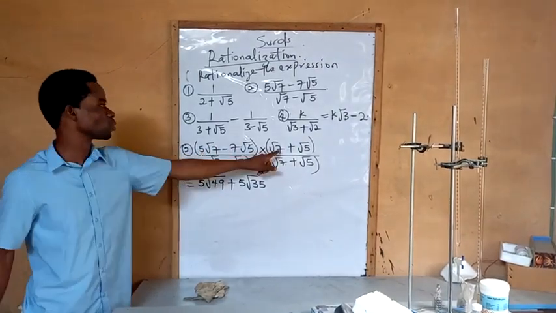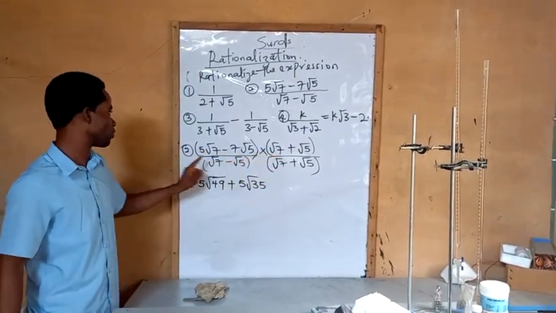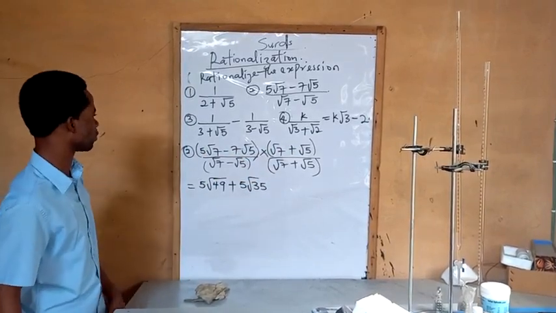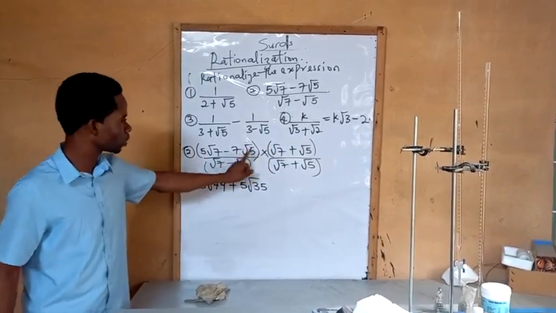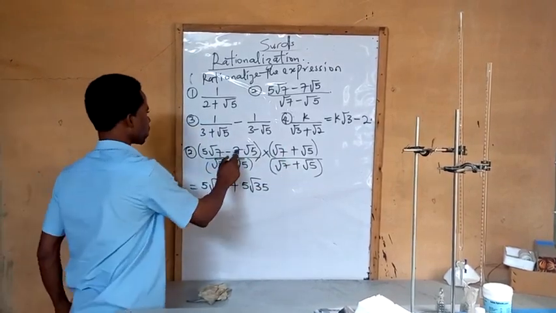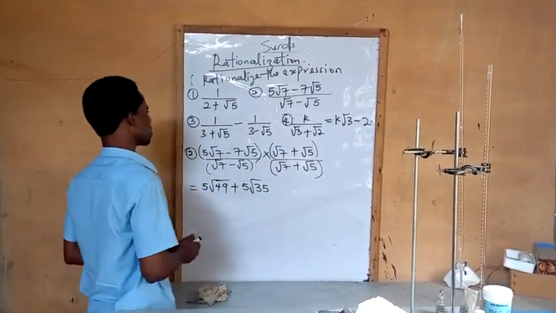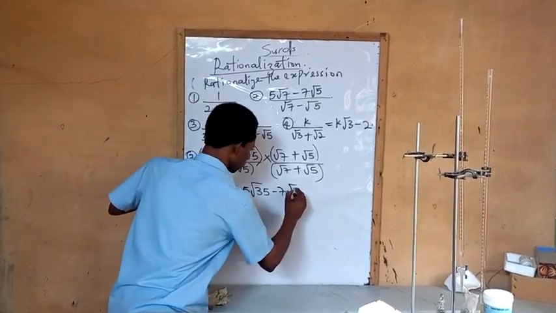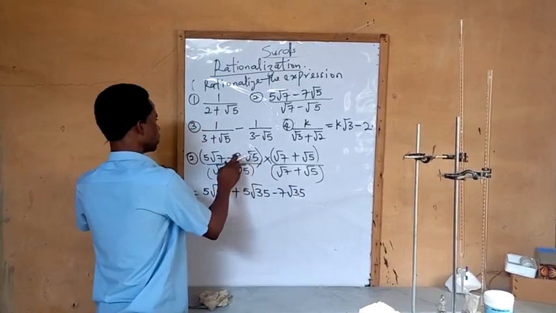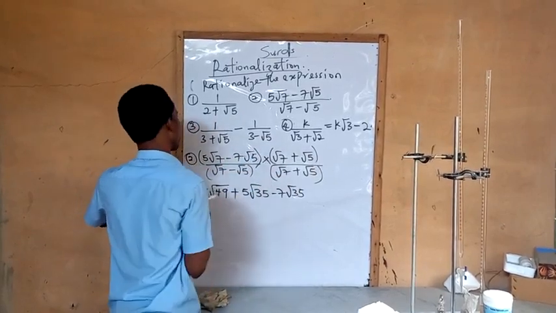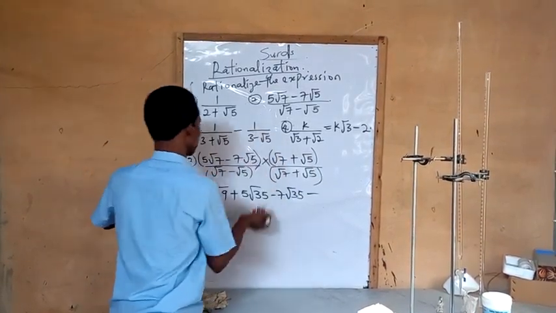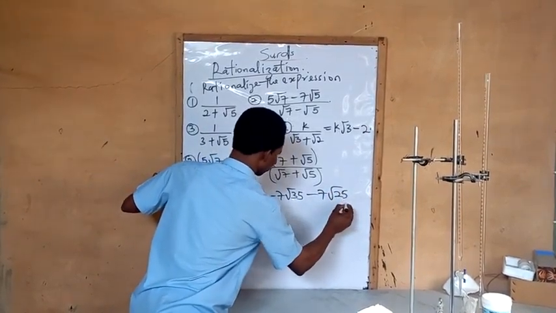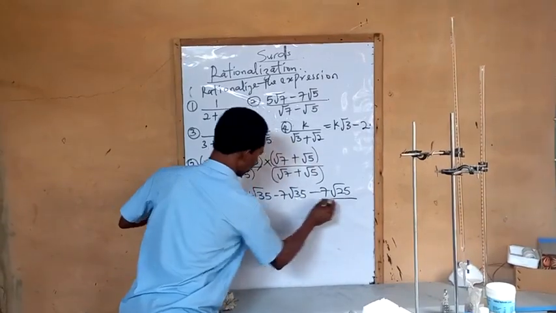And I use this one to multiply this and this. Root 7 times root 7 is root 49, so 5 root 49. And 5 root 7 times root 5 is 5 root 35. Now, minus 7 root 5 times root 7, that is minus 7 root 35. And minus 7 root 5 times plus 5, that is minus 7 root 25, or root 5 times root 5 is 25.